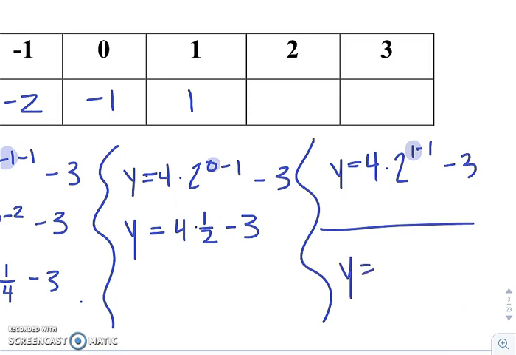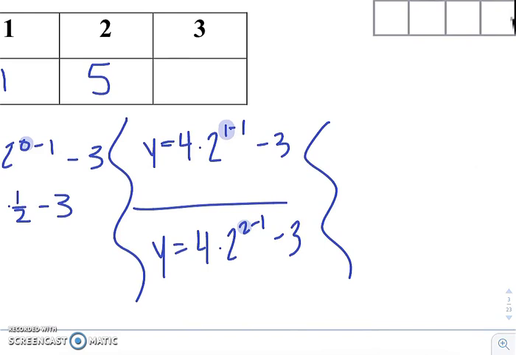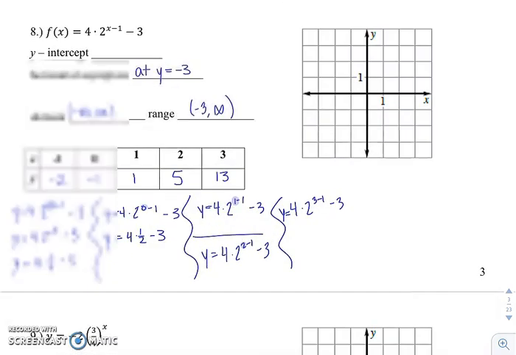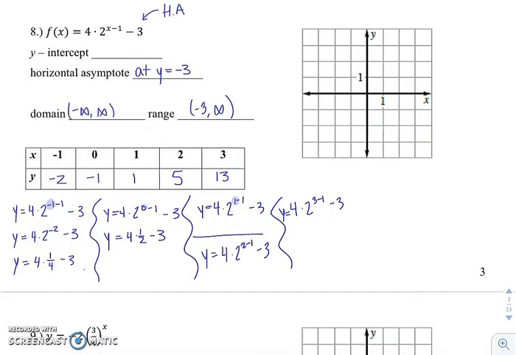If we plug in 2, 2 minus 1 is 1, so 2 to the first is 2, times 4 is 8. 8 minus 3 is 5. And then 4 times 2 to the 3 minus 1, minus 3. So 3 minus 1 is 2. 2 squared is 4. 4 times 4 is 16. Minus 3 is 13. So we won't be able to plot the point 3, 13, but that's okay. So y-intercept is 0, negative 1.